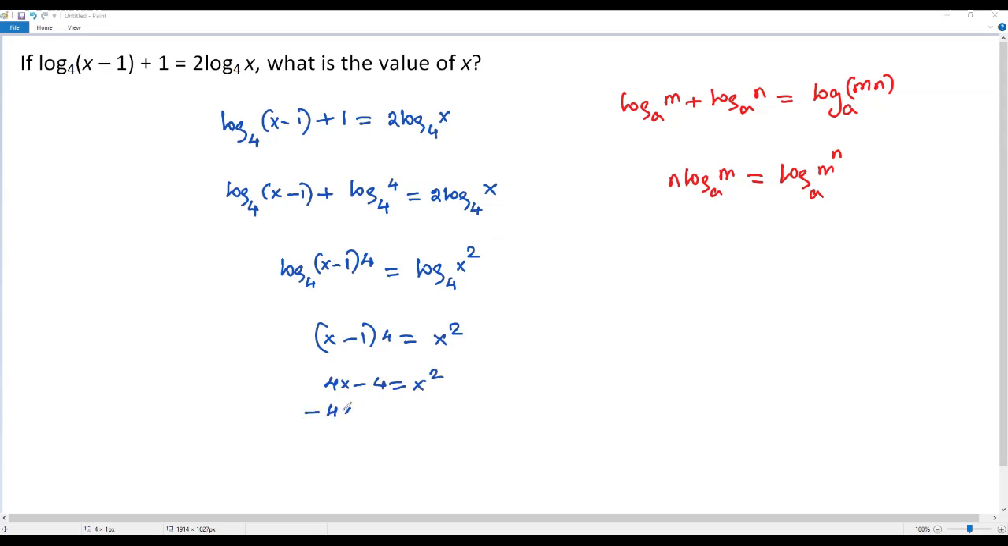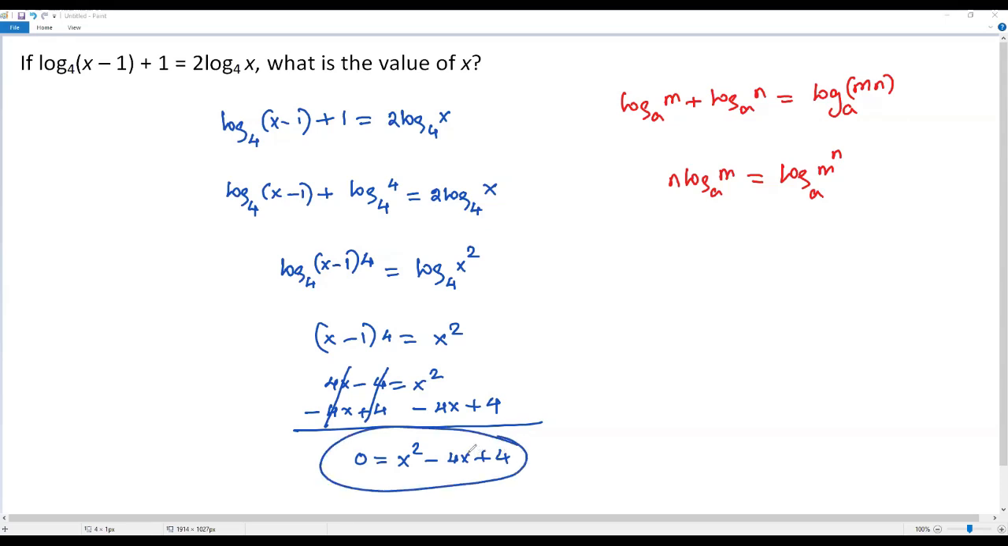Okay, now let me subtract 4x from both sides, and also let me add 4 to both sides to get this quadratic equation in standard form. So when I do so, the positive 4x and negative 4x cancel out, negative 4 and positive 4 cancel. I'm getting 0 on the left side. On the right side, I have x squared - 4x + 4. Now I have to solve for x in this quadratic equation. Since this quadratic equation is in standard form, we can try to solve it either by factoring or by the quadratic formula. Usually, we'll try to solve a quadratic equation by factoring when it is in standard form. If factoring does not work, we have to go with the quadratic formula. Now let's try to solve this quadratic equation by factoring.